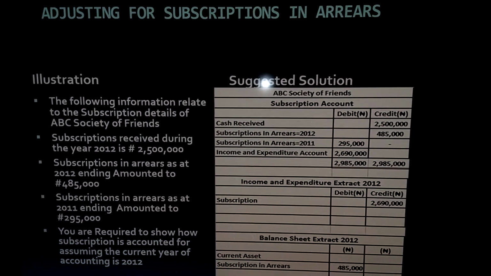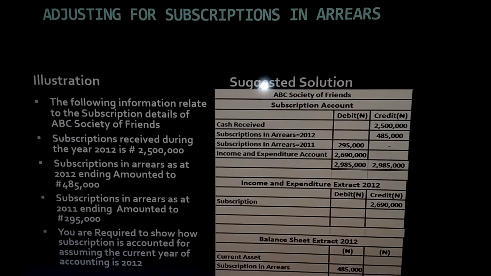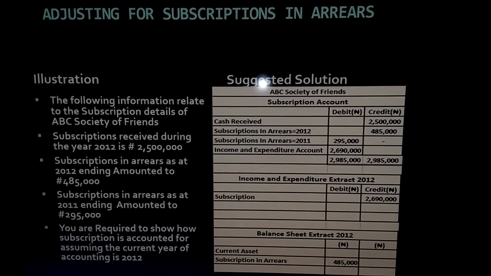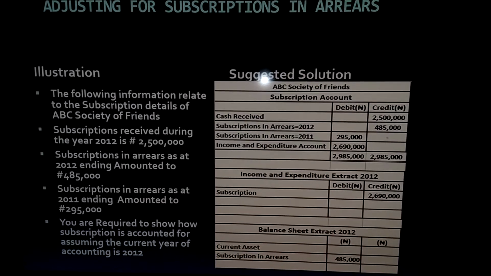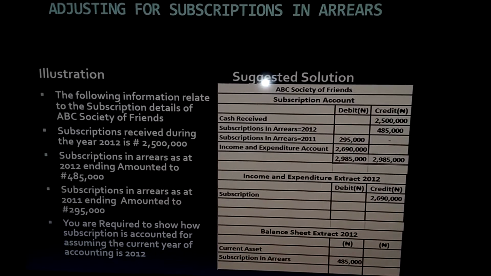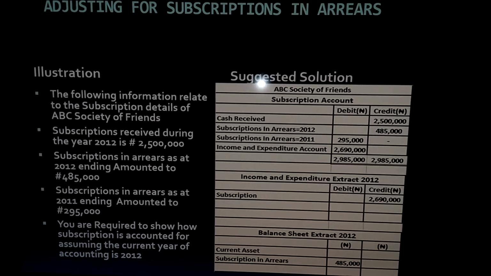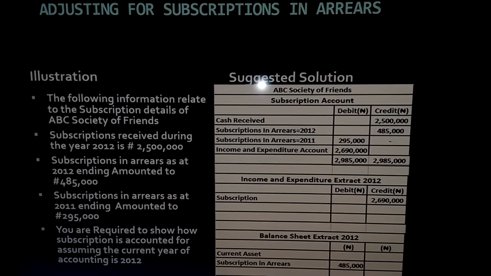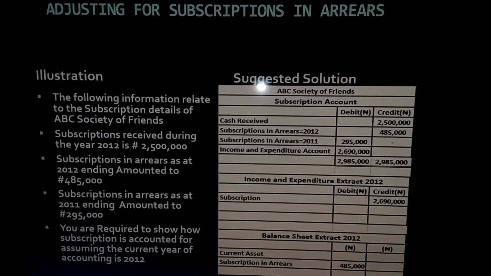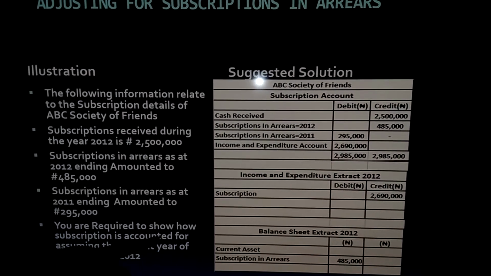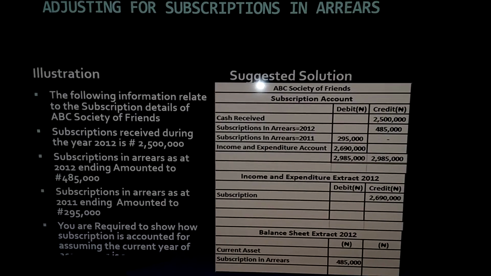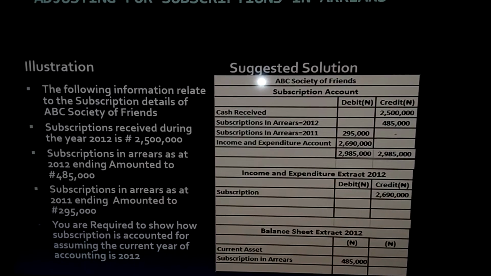So basically, subscription in arrears at the end of the current period is 485,000. At the beginning of the period it is 295,000. And I told you, subscription in arrears at the end of the period that we are reporting is added, at the beginning of the period it is deducted. And subscription in arrears for a current period is a current asset. So you are required to show the subscriptions account, assuming that the current year of accounting is 2012.